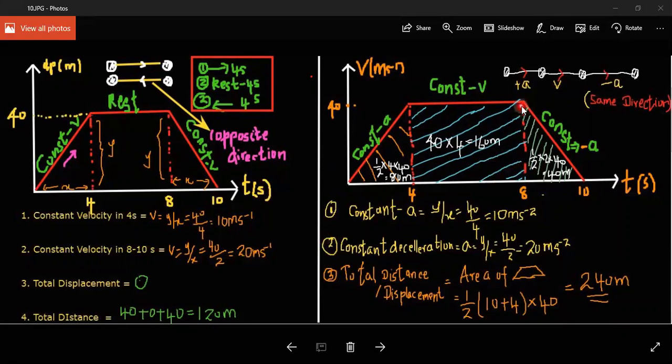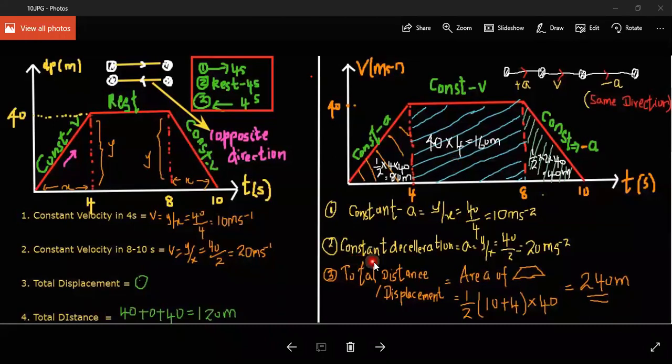But in this velocity time graph, it would be the same direction, because if the graph in a velocity time graph goes below the time axis, that would be the opposite direction. So above the time axis in a velocity time graph, that would be the same direction. But in the displacement time graph, this is one direction and this is the opposite direction. These are the things you have to know very carefully when you do this calculation in linear motion.